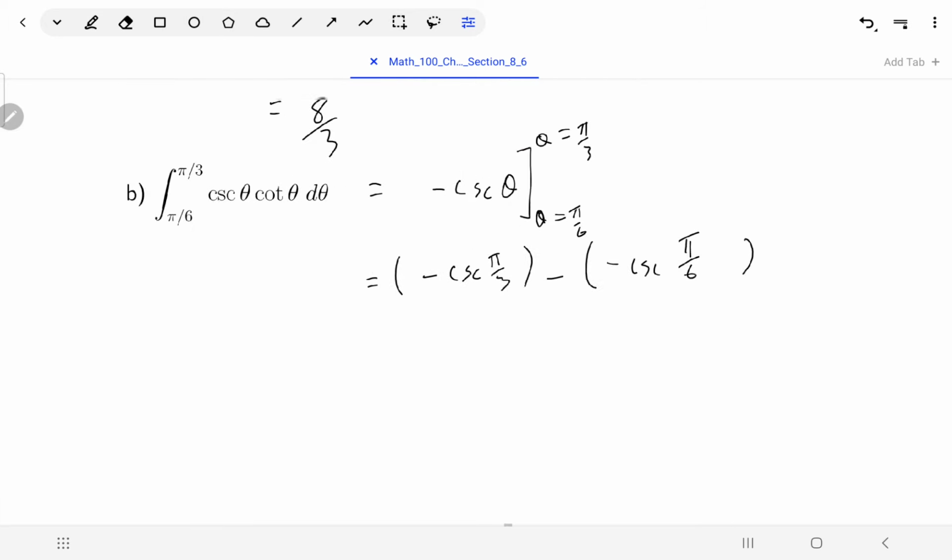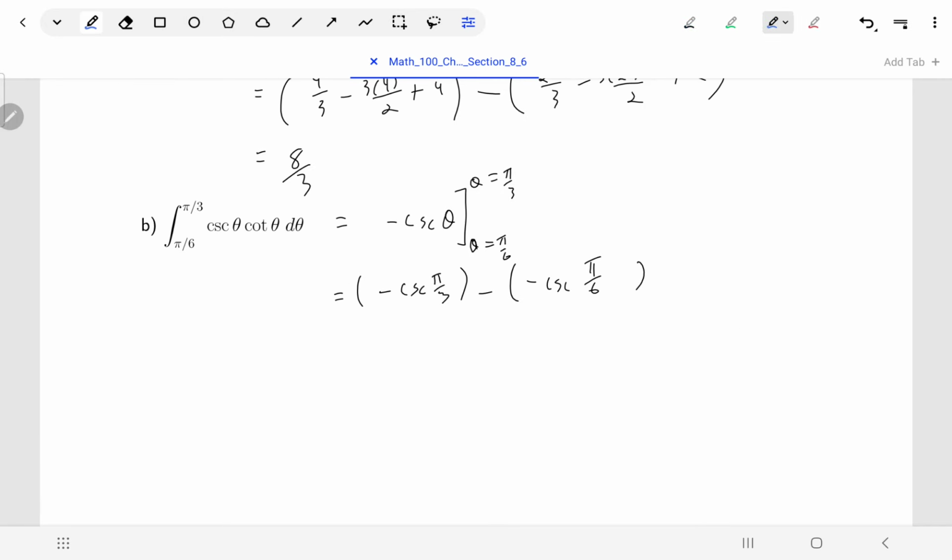And then just a little bit of evaluating and we're finished. Since I'm subtracting negative cosecant of pi over 6, that's the same thing as adding positive cosecant of pi over 6. I know sine of pi over 3 is root 3 over 2, so cosecant should be 2 over root 3. Sine of pi over 6 is a half, so cosecant of pi over 6 should be 2 over 1. So I've got 2 minus 2 over root 3, or if I rationalize that denominator, 2 minus 2 root 3 over 3.